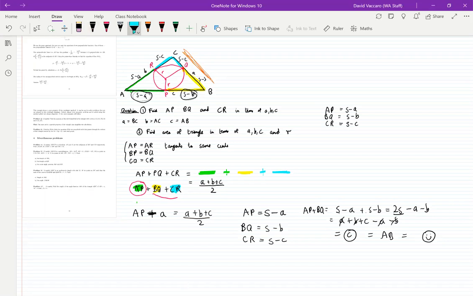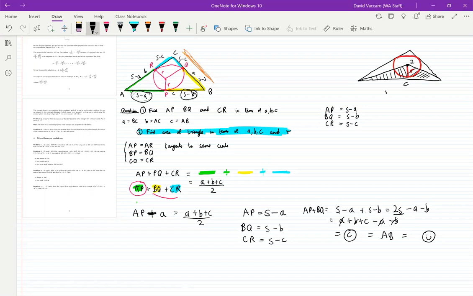Okay, next question. Find the area of the triangle in terms of A, B, C, and R. So let's imagine my triangle. Then I've drawn my incircle, and I've got my inradius R. One of the first things I can do is find the area of this triangle, which is the area sitting on the incenter and the side C.